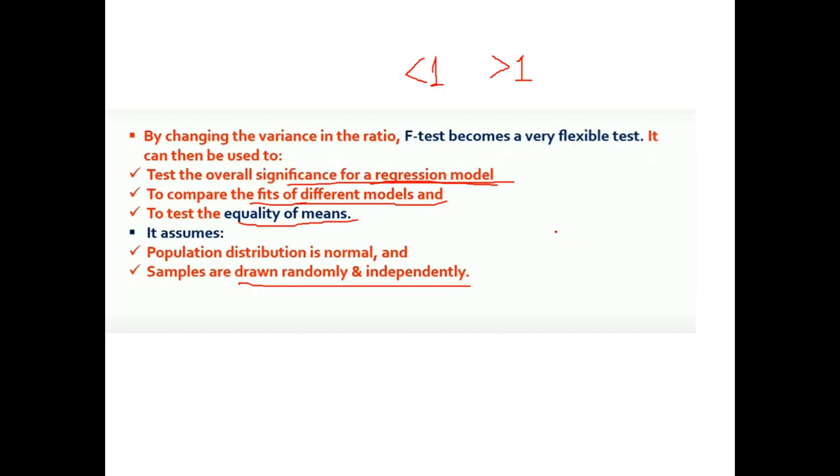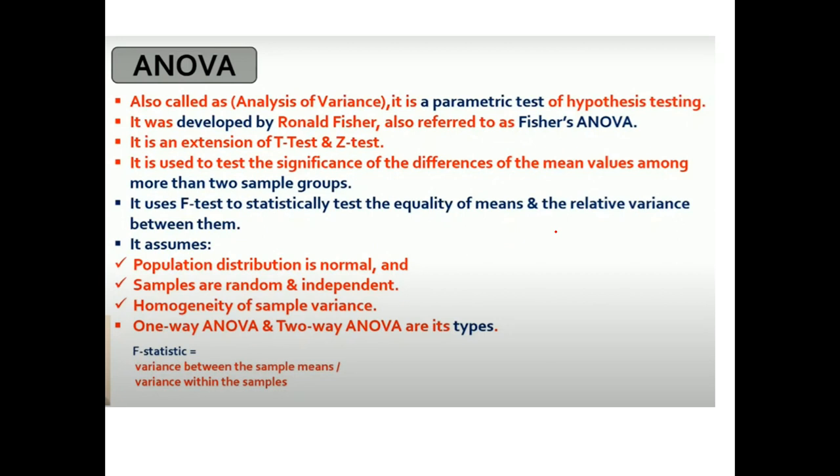In the next test we are going to compare more than two or three groups. This is analysis of variance, given as ANOVA: AN for analysis, O for of, and VA for variance. It's a parametric test. Majority of the time we will be using this, where we have more than two groups of samples and want to check significant differences between means among these groups. This is a classic extension of the t and z tests, and it was developed by the same person, Ronald Fisher.